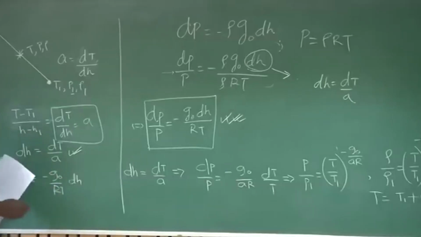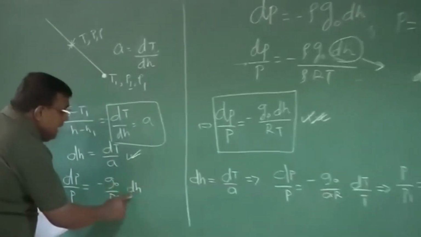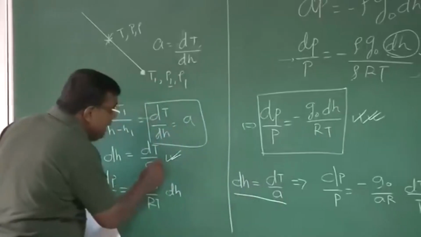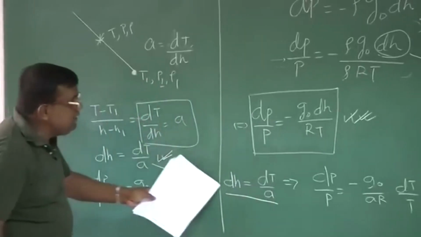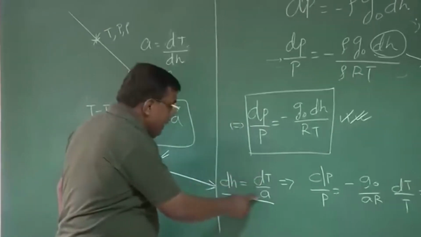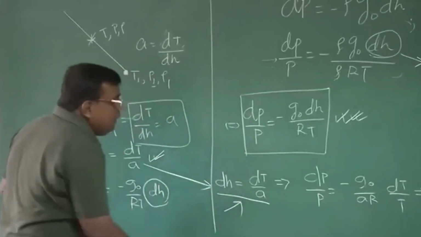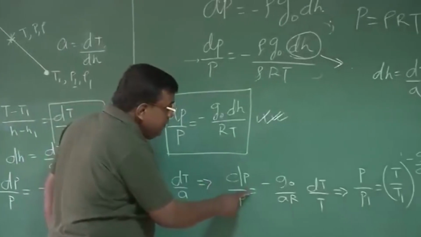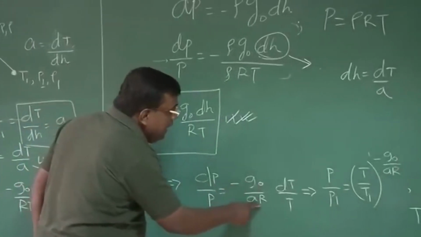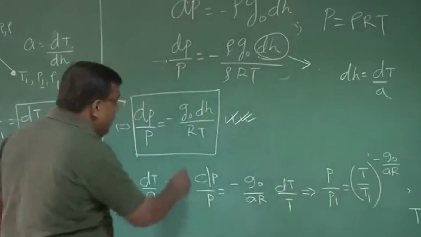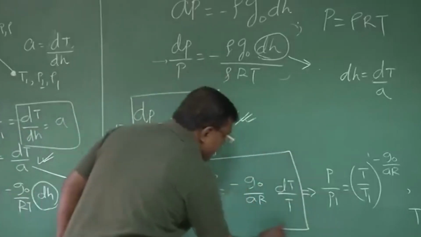Here I will be using this relationship, that is dh, from here I know by definition dh is dt by A, right? So I will replace this dh by this value to get dp by p is equal to minus g0 by AR dt by T. Now you see, it's a very neat expression.